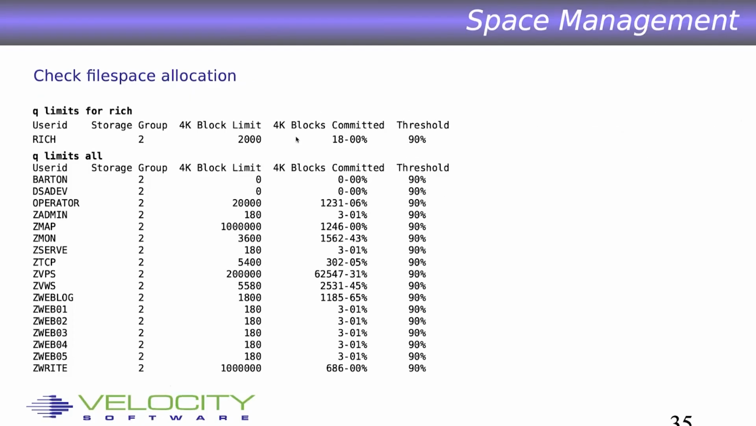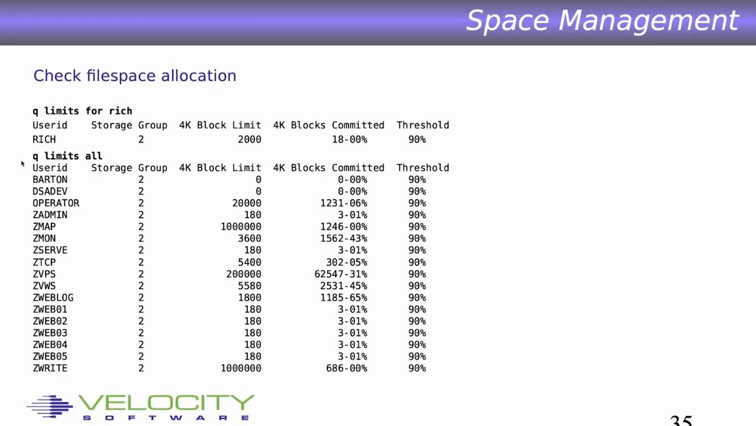And that is to display the file space allocation. You can issue the command query limits, the keyword for, and a user, or just query limits will display your file space if you have a file space. And this tells me the user Rich is in storage group 2, and his file space isn't very full. It's 0%, only 18 blocks out of 2,000 in use. And the threshold is 90%. All the thresholds we just usually leave at 90%.